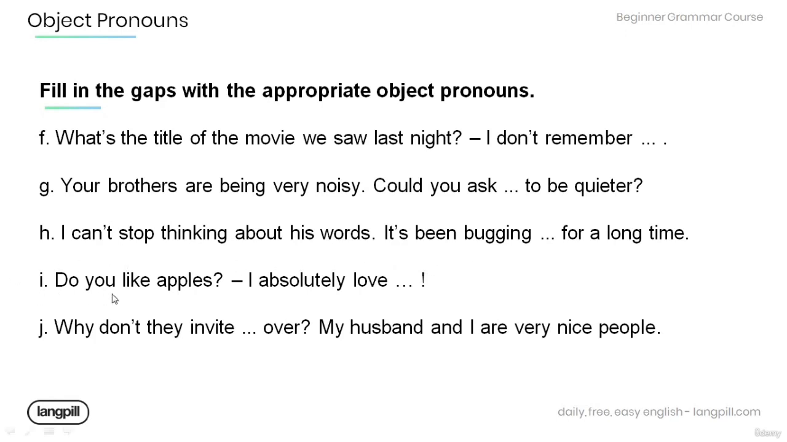I. Don't you like apples? I absolutely love blank. J. Why don't they invite blank over? My husband and I are very nice people.